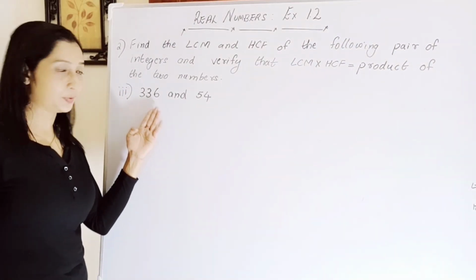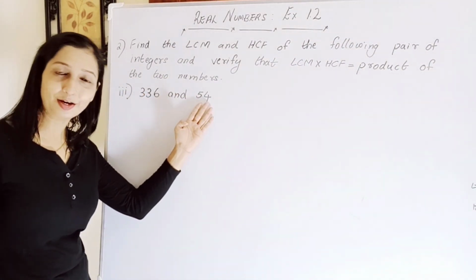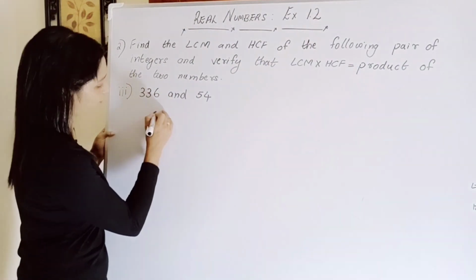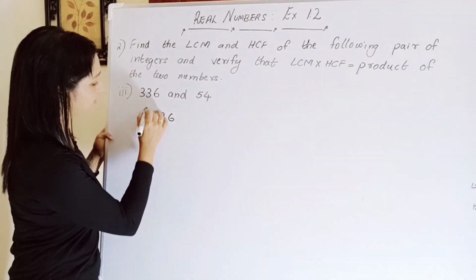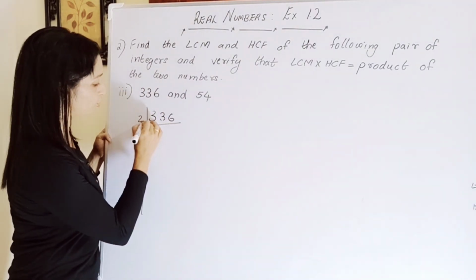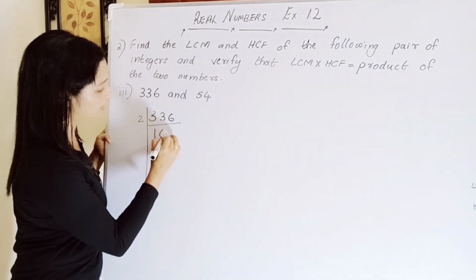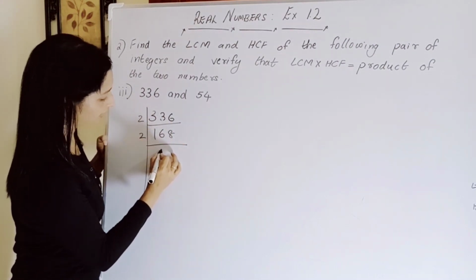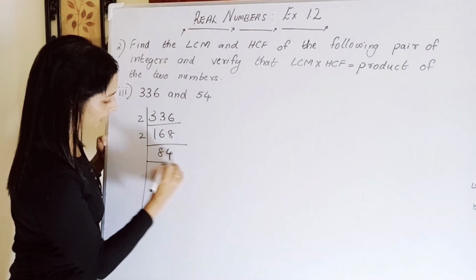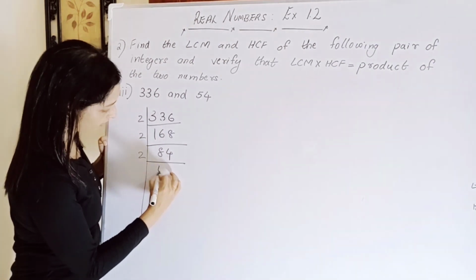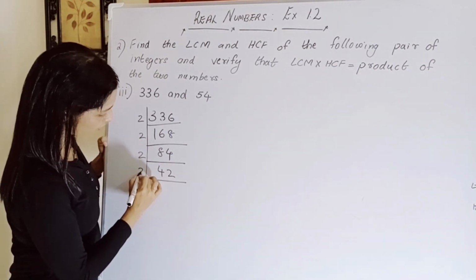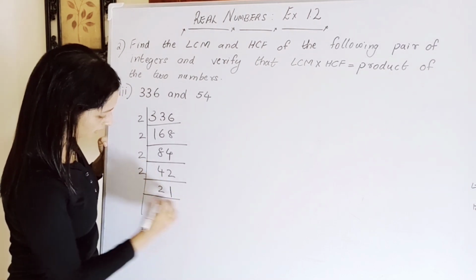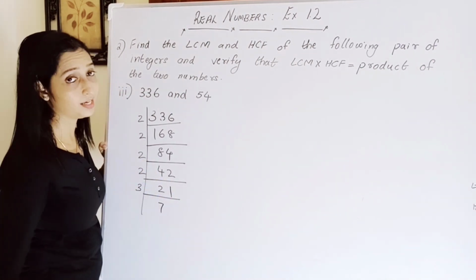So this is our third question, which is 336 and 54. So let's find out the prime factorization of 336 and 54. 336 goes by 2, you get 168. Again it goes by 2, you get 84. Again it goes by 2, you get 42. Again 2, you get 21. Again by 3, you get 7.